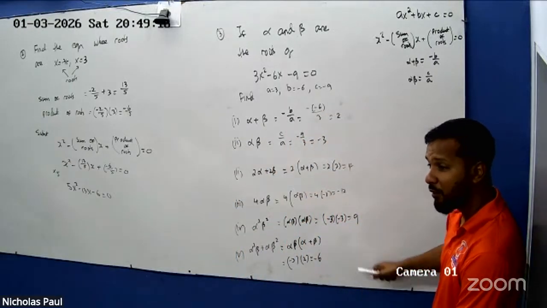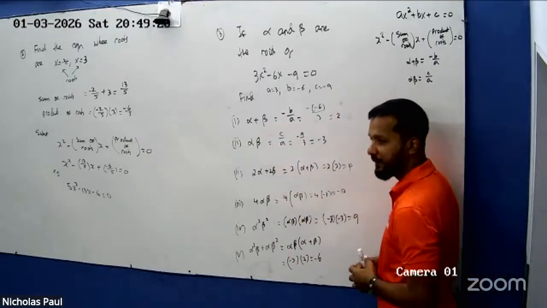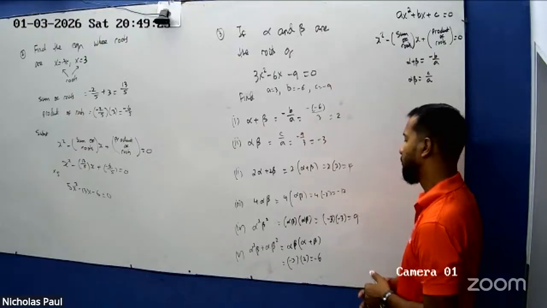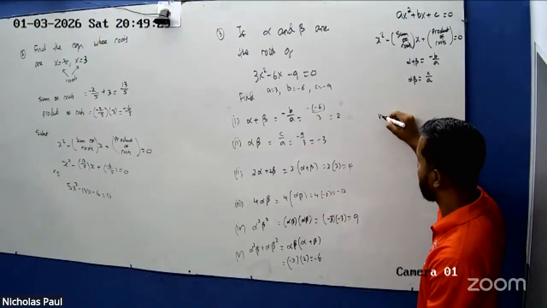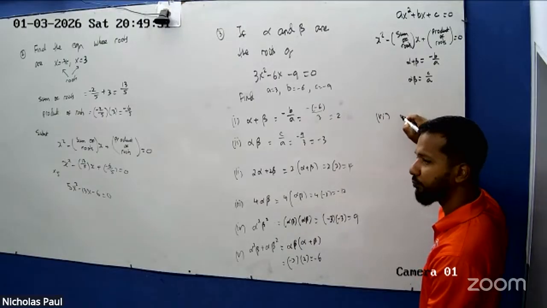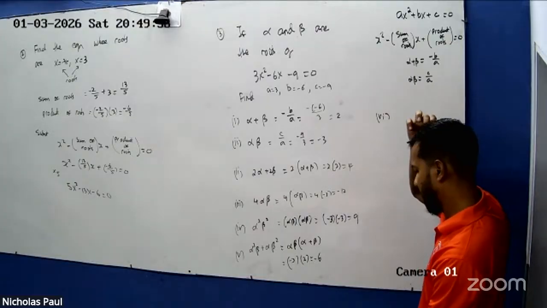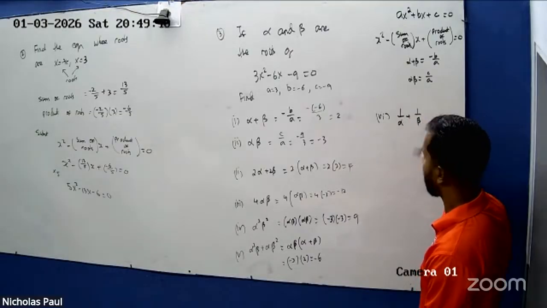Everybody okay with that? Sometimes what you have to do is take what they give you and put it in terms of this. Copy it down, and try number 5. Try that.